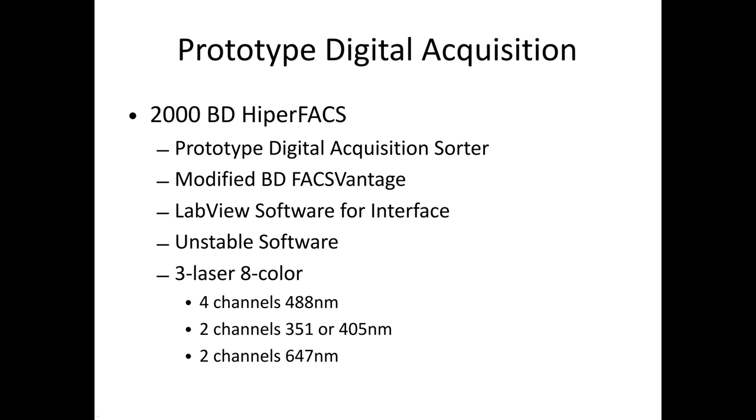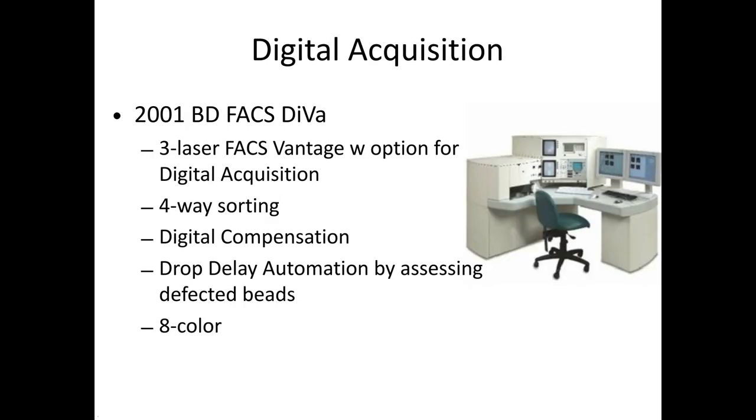So then came the first official digital system, the BD FACS Diva. Diva, I guess, stood for Digital Vantage. And it was a 3-laser Vantage. It was pretty cool because it had a switch that you can go between digital or analog, depending what you want to do. But along with it came some other cool evolutionary features.